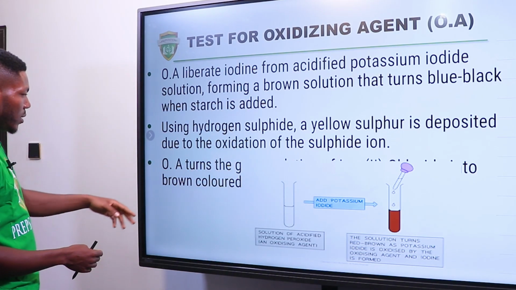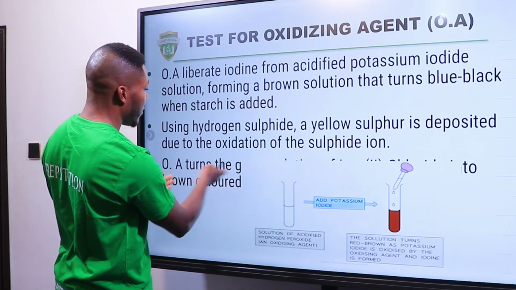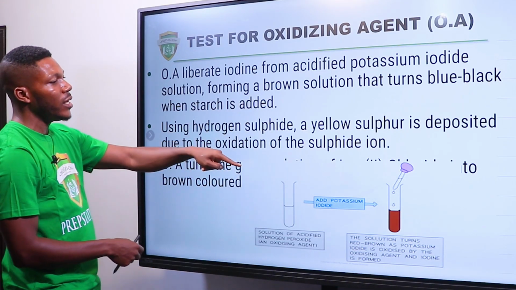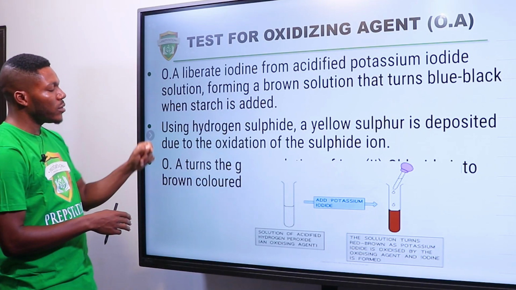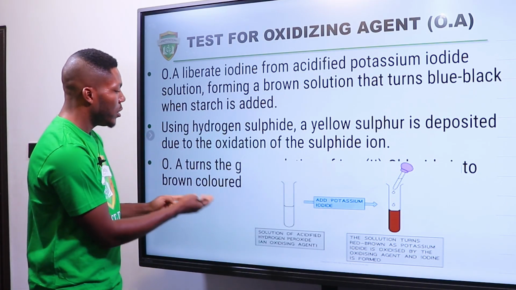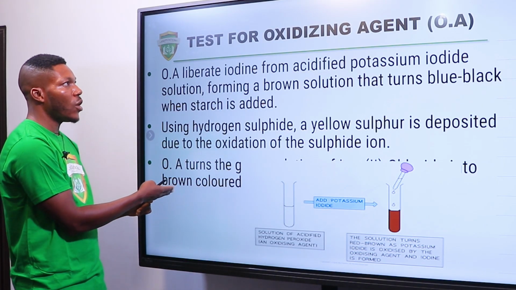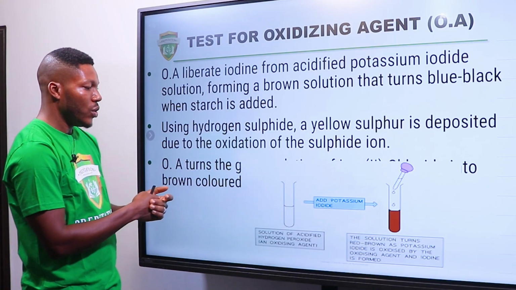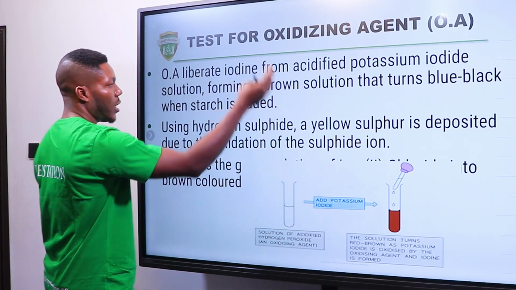I think the next one is iron 3, but the picture covers the write-up. When iron 2 salt, which is green, changes to brown iron 3, that shows that the compound contains what? Oxidizing agents. So this is a clear example: from green to brownish color, so this is an oxidizing agent.